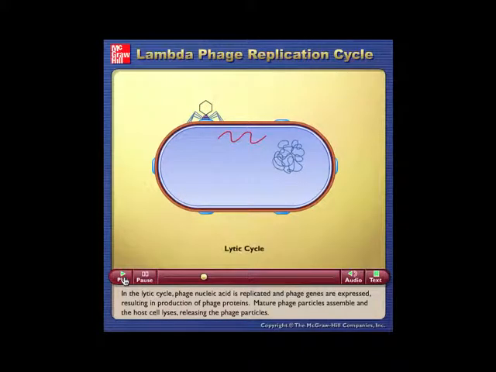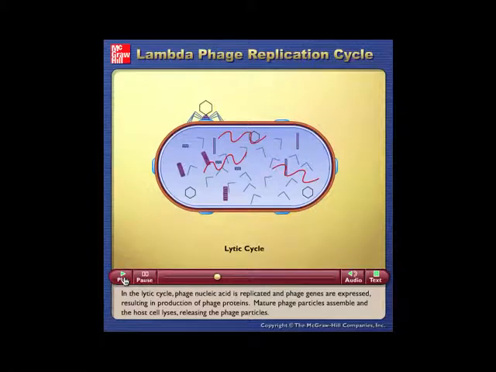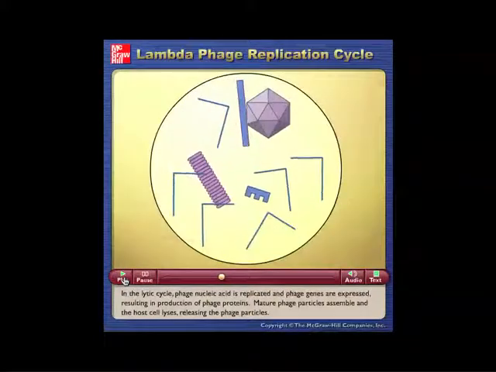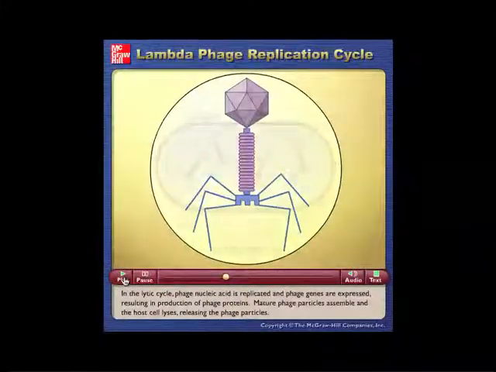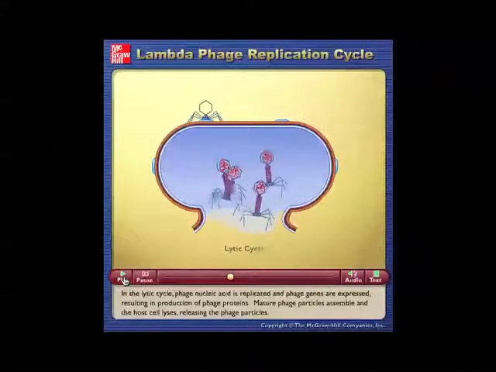In the lytic cycle, phage nucleic acid is replicated and phage genes are expressed, resulting in production of phage proteins. Mature phage particles assemble and the host cell lyses, releasing the phage particles.